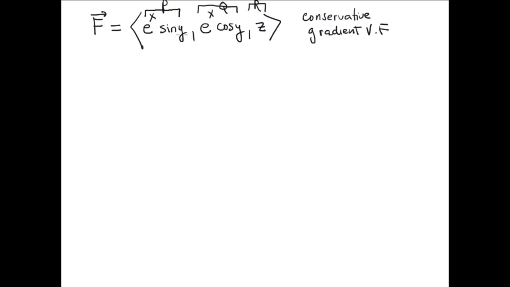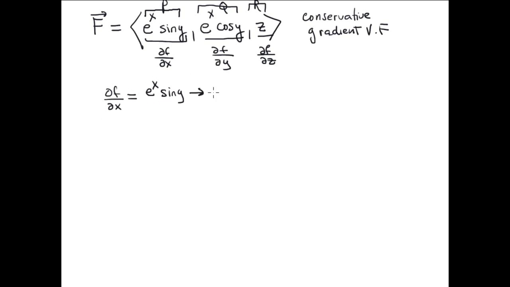Then, when this situation happens, there exists one potential function. And thus the relationship: this component is df/dx, this component is df/dy, and this component is df/dz. And our goal is to find f, which is the potential function. Okay, then df/dx is equal to e to the x sine y.